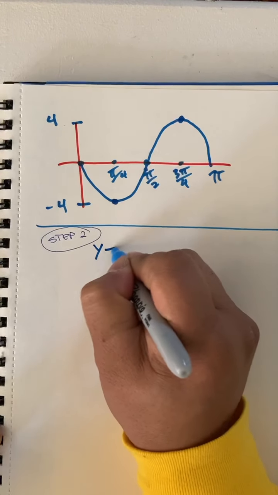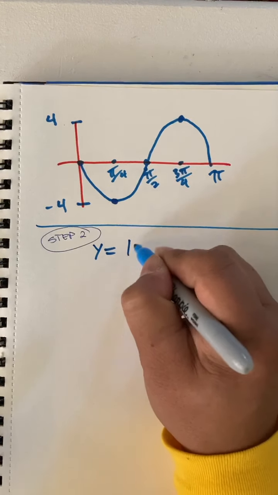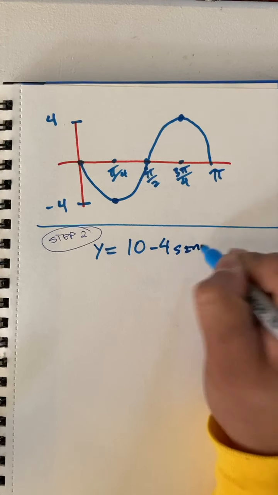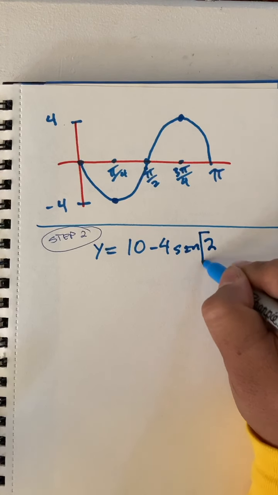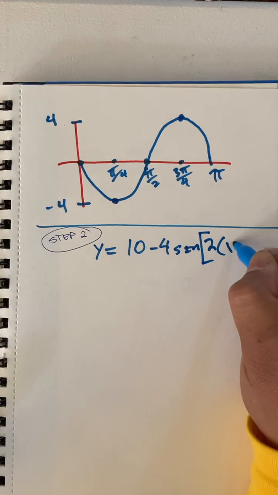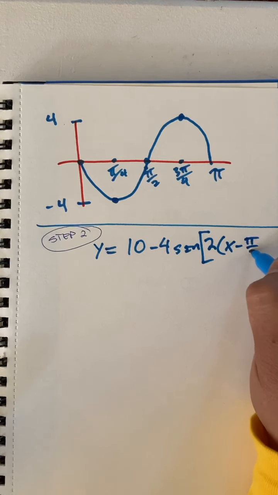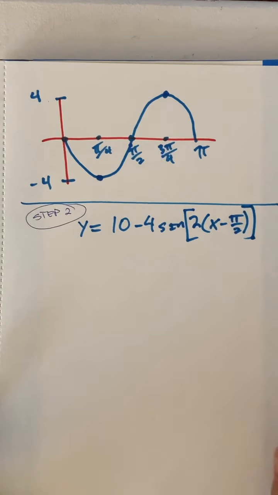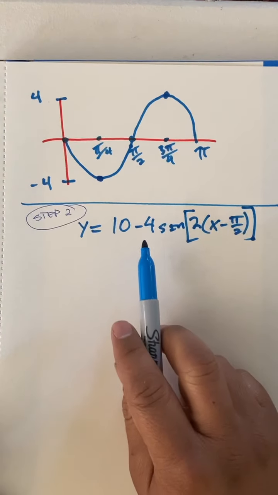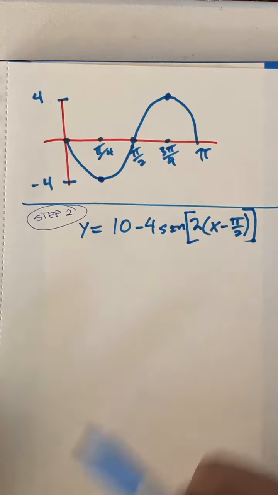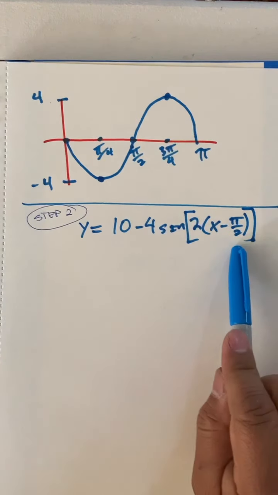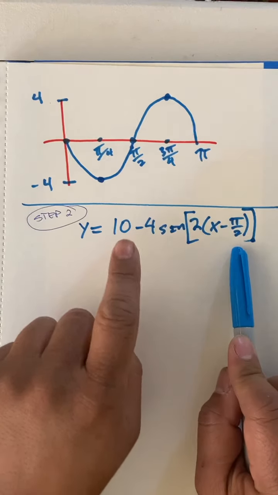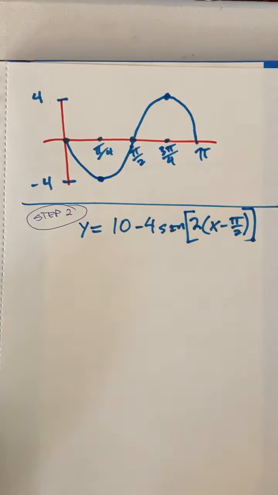Of course, I forgot the equation already. Y equals 10 minus 4 sine 2x minus pi over 2. I hope that's right because I'm just doing that from memory. Okay, so we took care of the 4, we took care of the 2. Now we have to take care of this, pi over 2, and this, +10, okay?